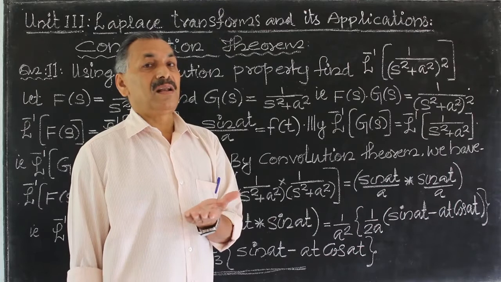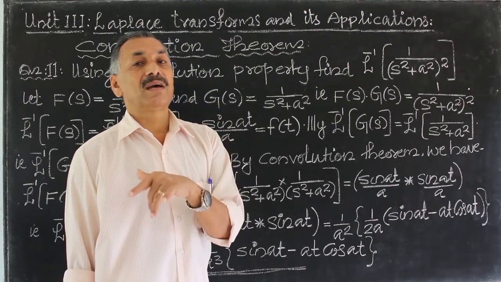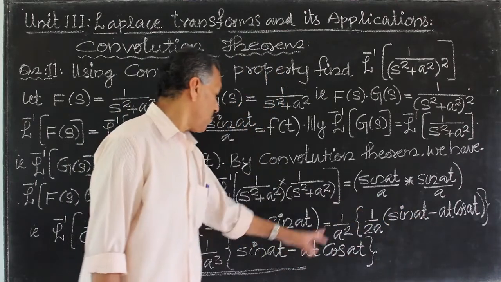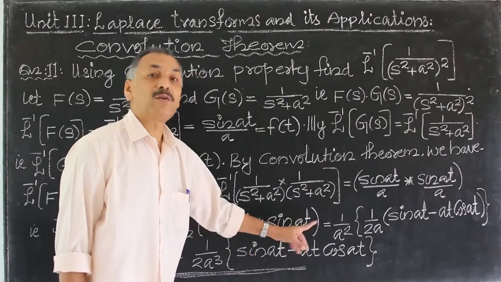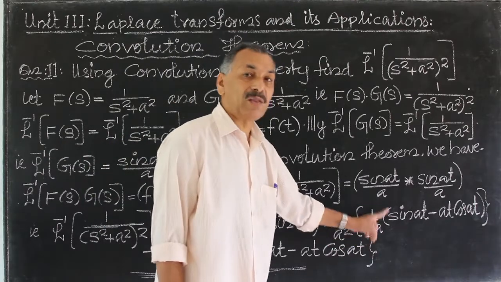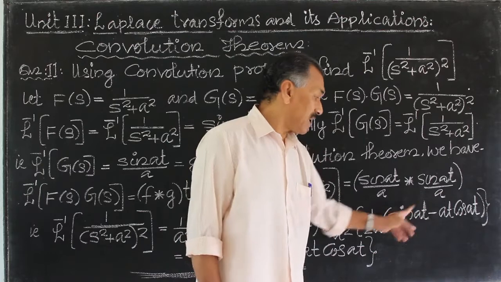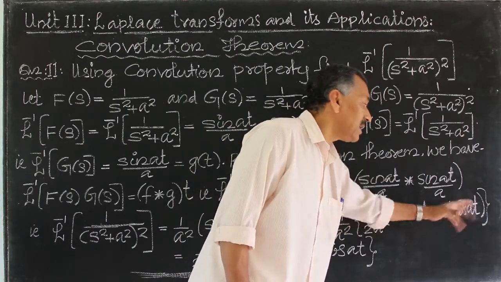We need to repeat it in that. Sin omega t convolution sin omega t. Here it is a. Sin a t convolution sin a t is equal to 1 divided by a square into the sin omega t convolution sin omega t result, half of it. That is equal to 1 by 2 omega, in the other case 1 by 2 a. Sin omega t means sin a t, and omega t cos omega t means a t cos a t.